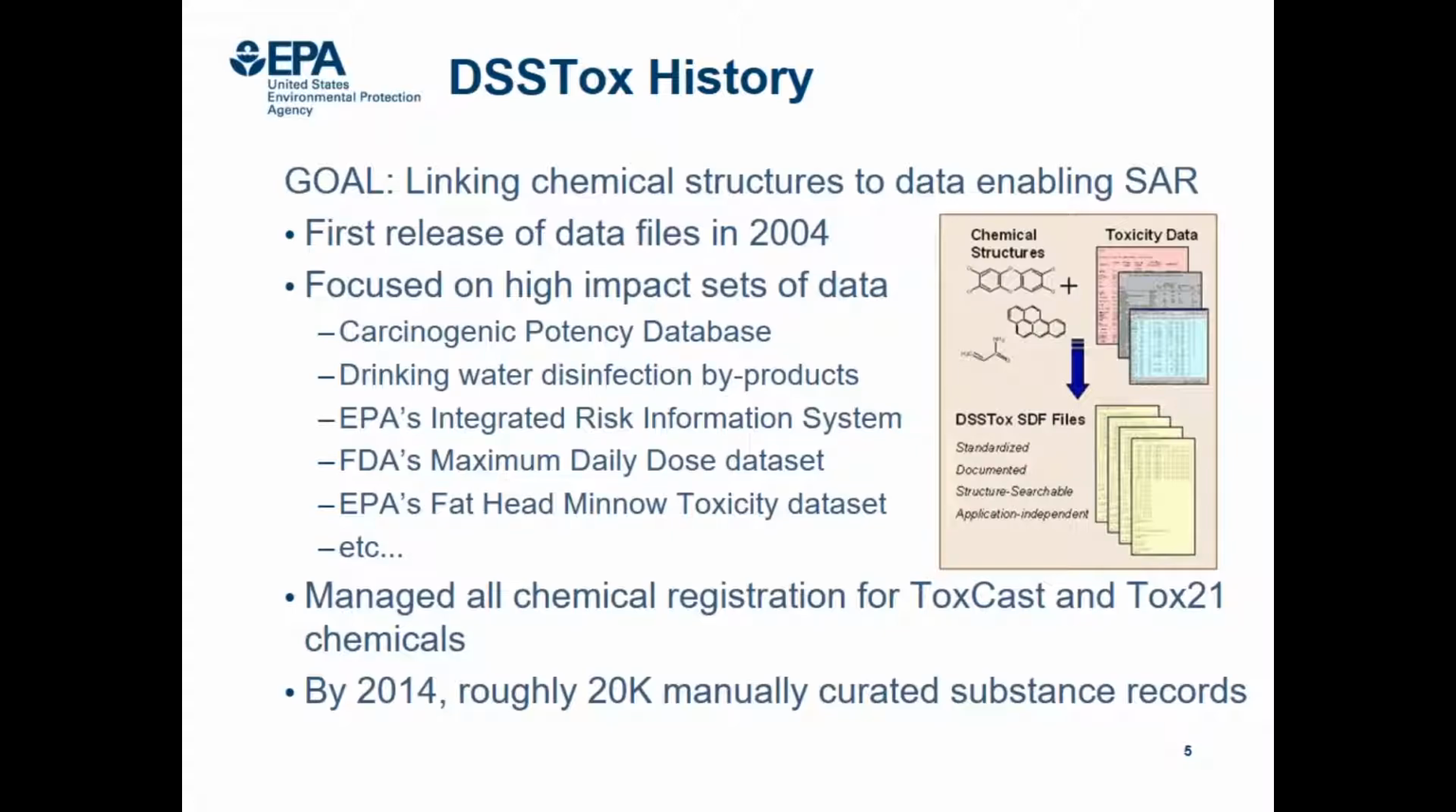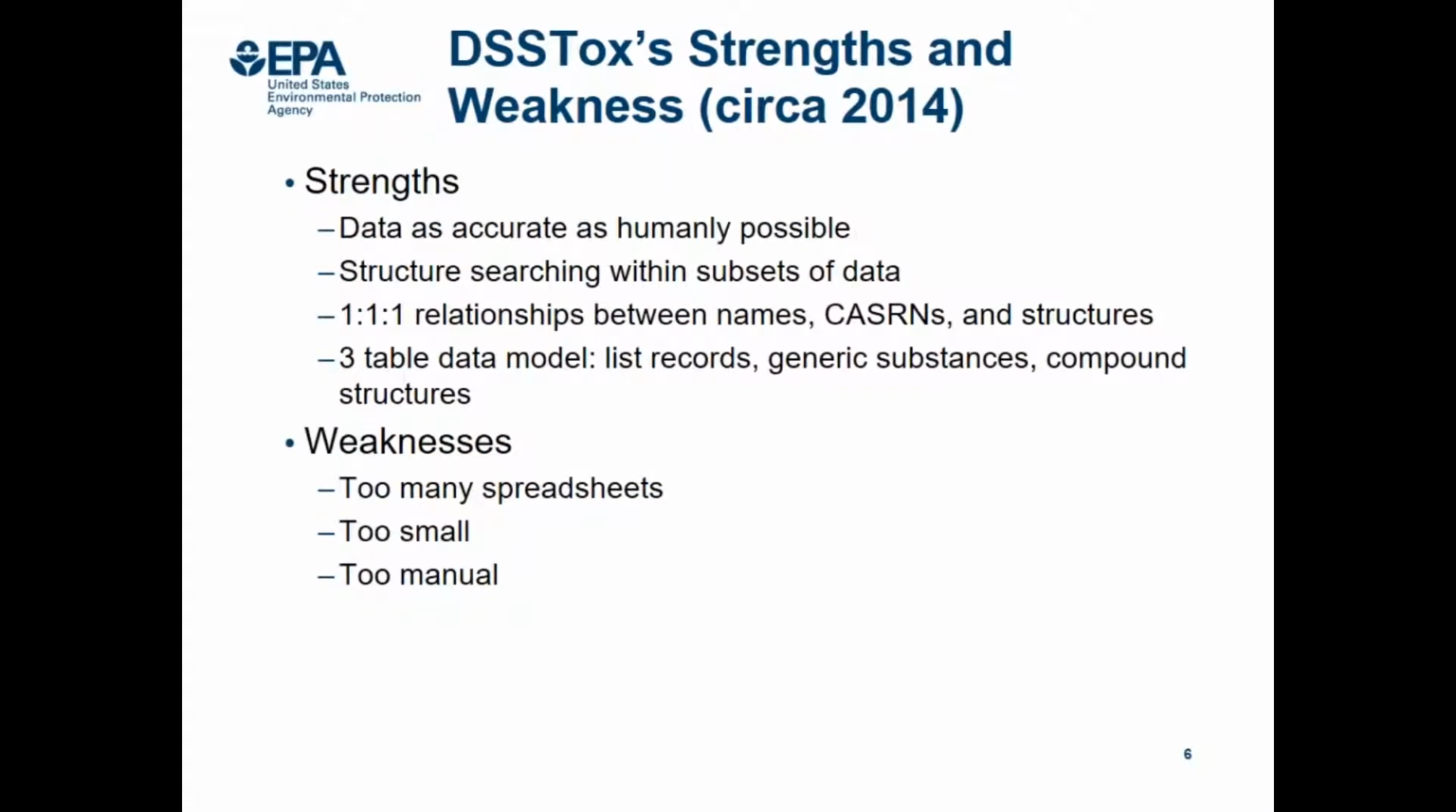So, things like the carcinogen potency database, chemicals that were known to be in drinking water and disinfection for drinking water, the fathead minnow toxicity database. And then DSSTox, when ToxCast screening started, got involved in all the registration of the chemicals that are actually in ToxCast. And so we managed all that chemical registration, and all of this was done fully manually.